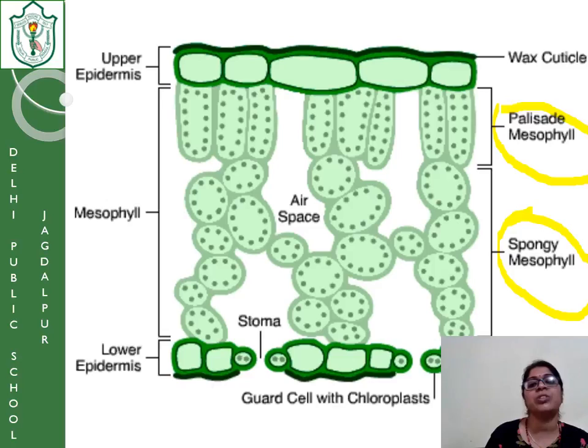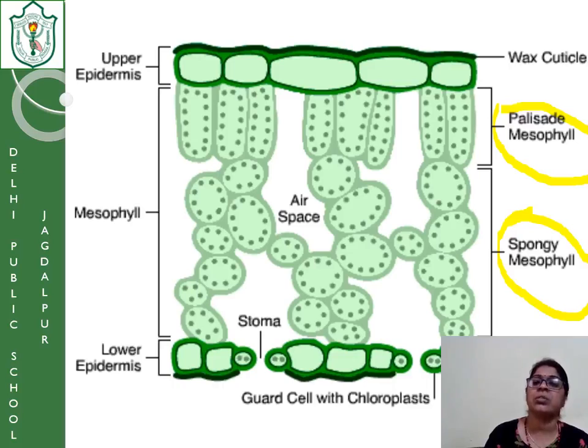The spongy mesophylls are circular in structure. Palisade cells are elongated. Palisade cells have a greater number of chloroplasts as compared to the spongy mesophylls. Spongy mesophyll is more for air exchange and less for photosynthesis. This one is for more photosynthesis.